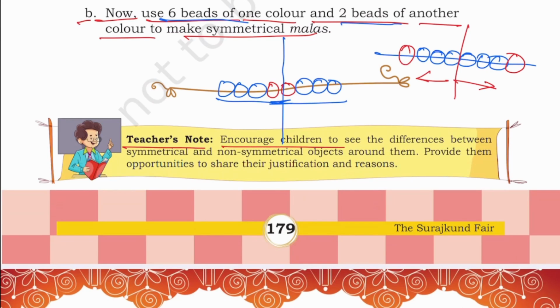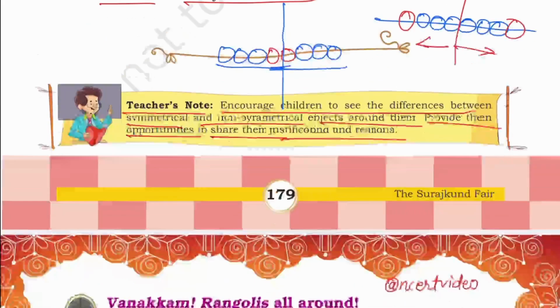Teacher's note: encourage children to see the difference between symmetrical and non-symmetrical objects around them. Provide them opportunities to share their justification and reasons.